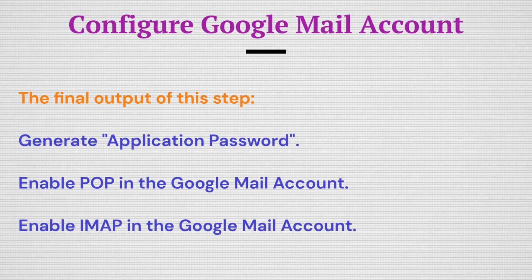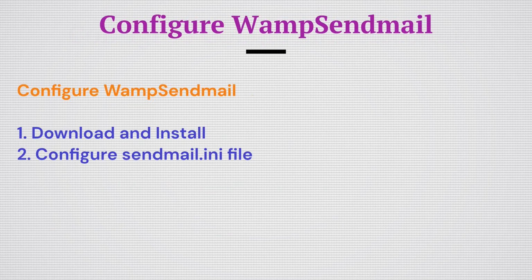Hence, we have collected the application password that we need to configure the mail server. Also, we have enabled POP and IMAP. We have completed the Google account configuration. Let's move on to the configuration of WampSendmail.